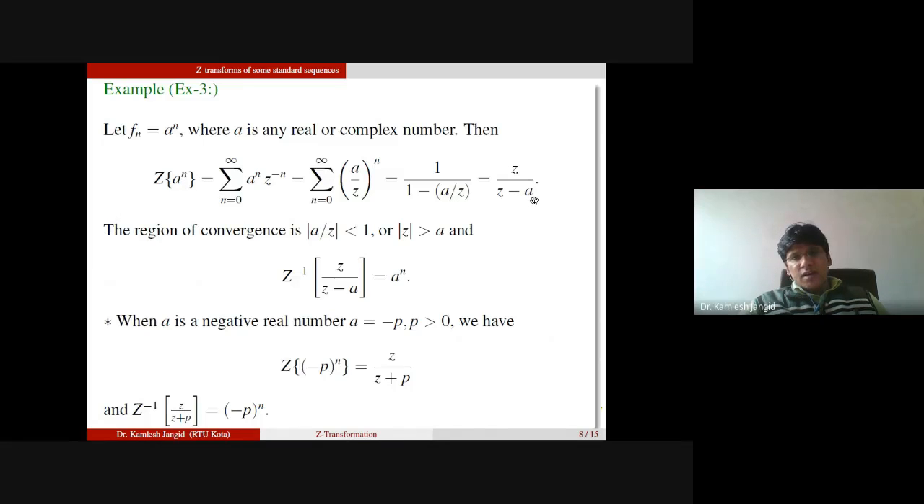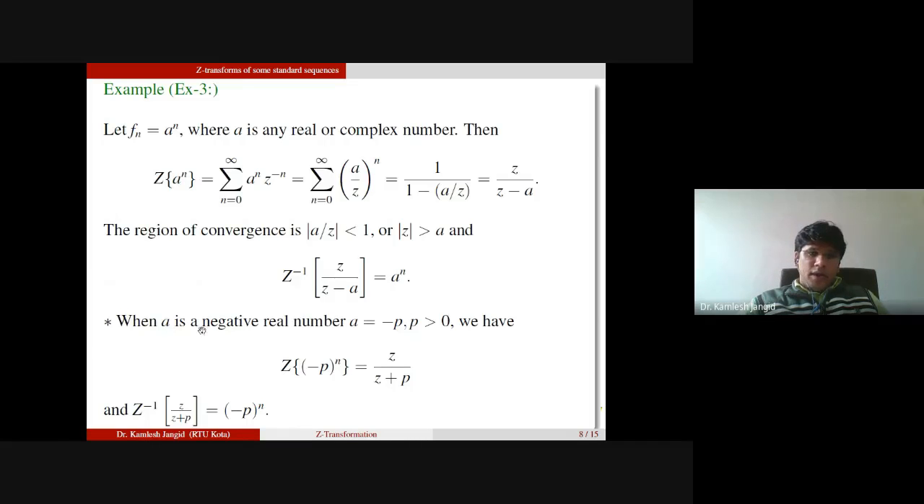This can be verified. If you put a equals 1, then we get the previous result, which is Z upon Z minus 1. So this is very important again. You have to remember: what is the Z transformation of a to the power n? It is Z upon Z minus a. And the region of convergence you can easily find by using the formula R equals limit n approaches infinity of Fn upon Fn plus 1. And its region of convergence is mod of Z is greater than mod a. And its inverse Z transformation is equal to the general term of the sequence, which is a to the power n.